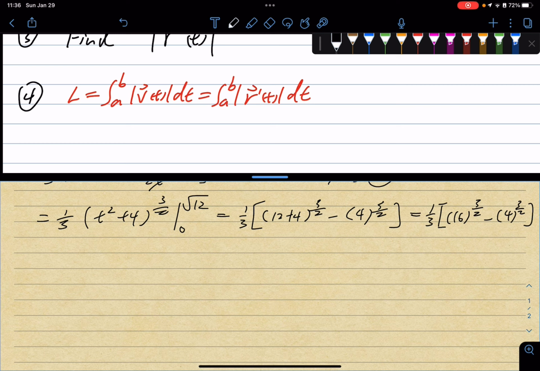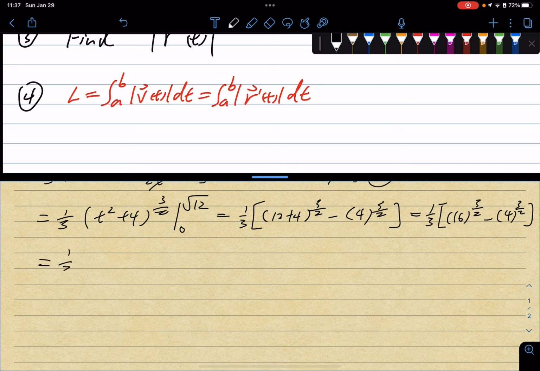Okay, and people were like, what is 16 to the power of 3 over 2? Well, I don't usually think about that too hard, right? I know that if the 2 is in the denominator, that is the square root. That's the square root of 2.